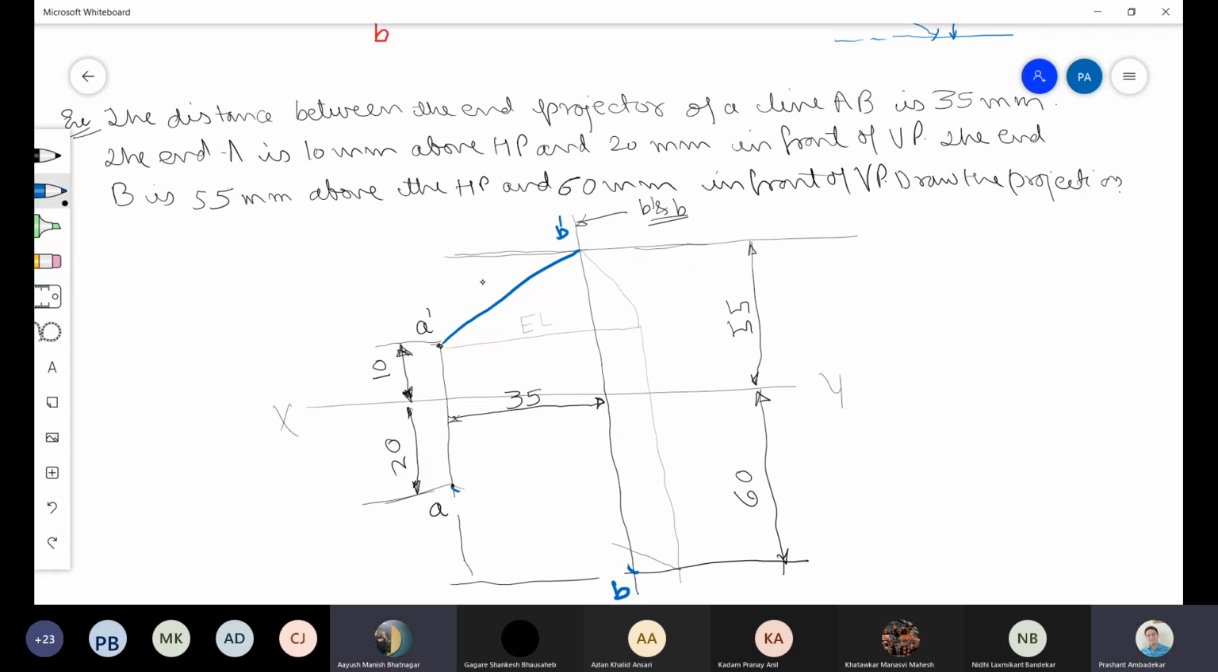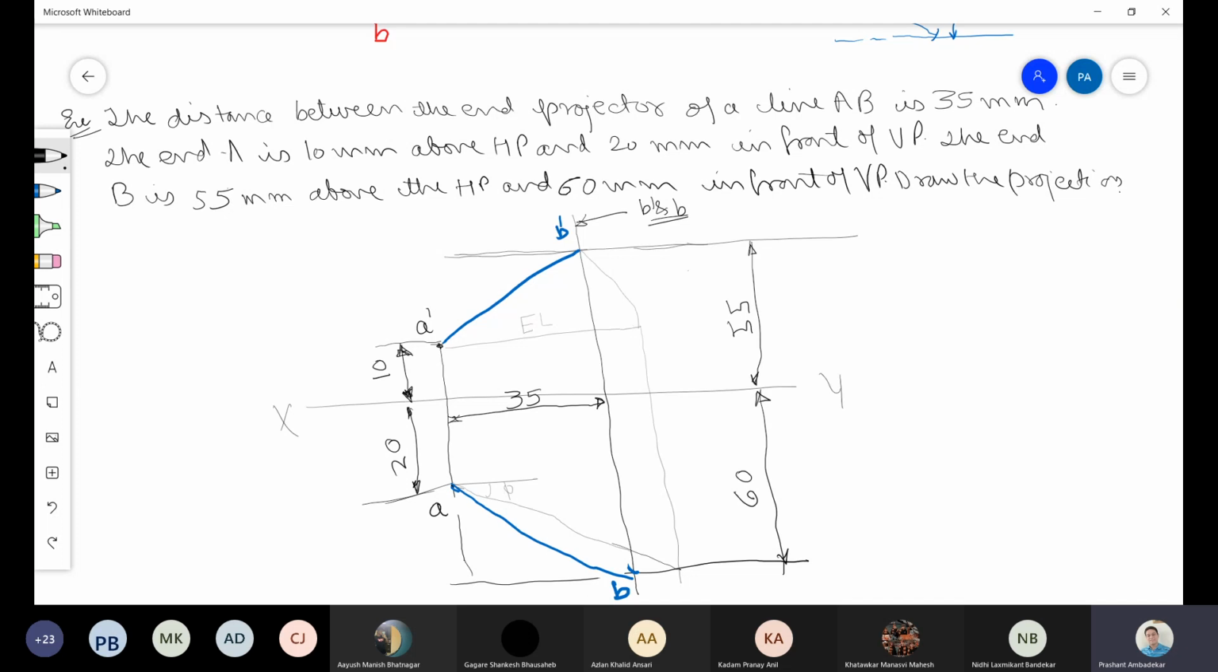Yes, sir. I am not using a scale because if I use the scale, it will take more time, and I am not used to doing it on this. So that's why. So this angle is what? This is phi.